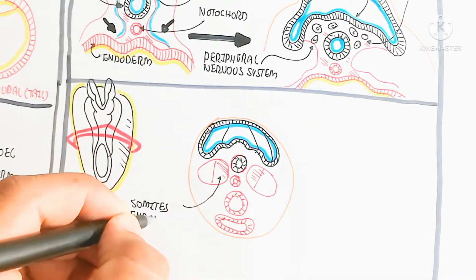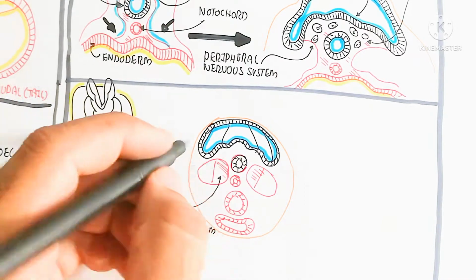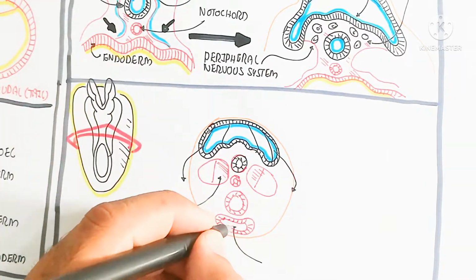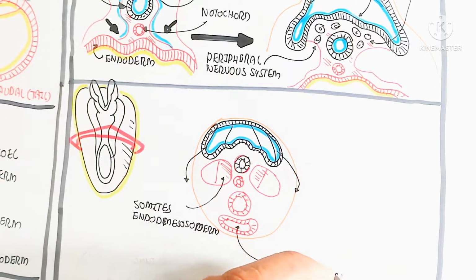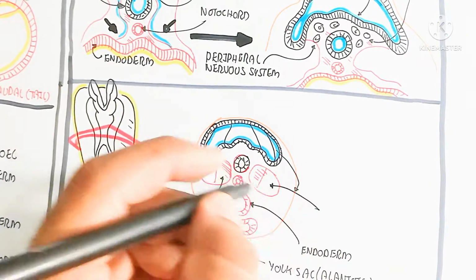be developed. The head region of the neuropore and the caudal region of the neuropore will develop, and the head of the neuropore of the embryo will develop the brain, while the caudal region will produce the spinal cord.